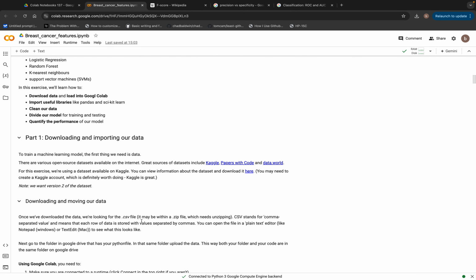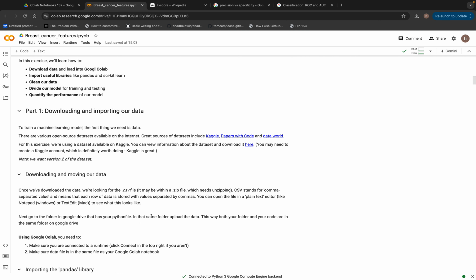We should have already downloaded the data above, but just remember that you can go through Kaggle, and there's a bunch of places online to get a lot of data. I think Kaggle is one of the best places you can go. So definitely, if you don't have an account, I would go there and get an account to use that.